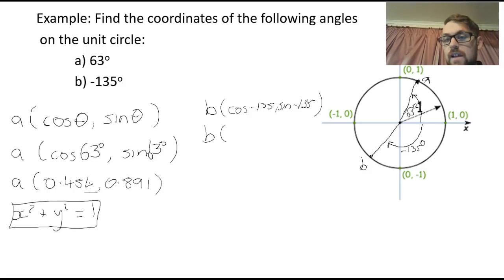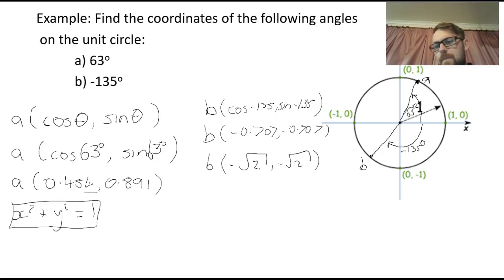So now we just put this in our calculator, remembering to put the negative in, and what you get is the first one is negative 0.707, and the y coordinate is negative 0.707 as well. Okay, this actually translates into negative 1 over the square root of 2 for both, and we'll see why this is really important later on in the course.